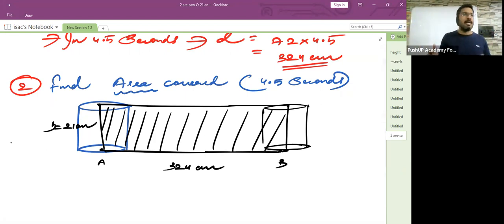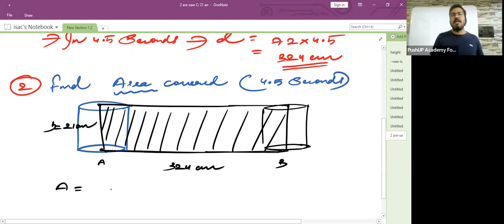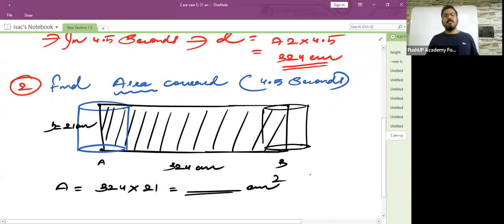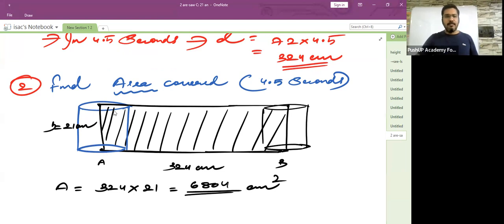The imaginary rectangle. So if I ask you how much is the area covered by the cylinder from point A to point B, it would be 324 multiplied by 21. And whatever is the product of these two numbers, that many centimeter square is your answer. 6,000 something? 6804. Children, were you able to visualize it?